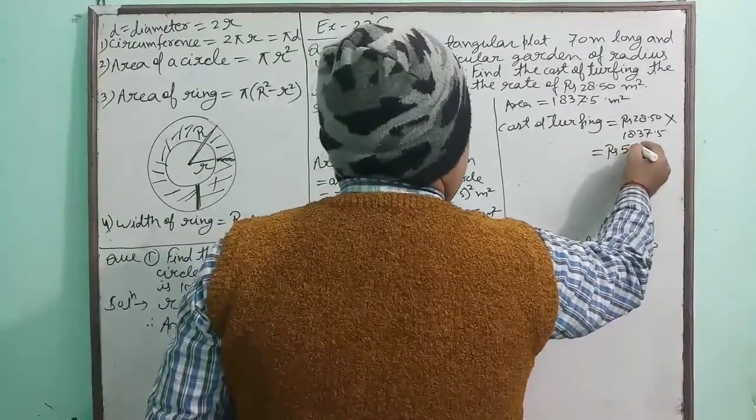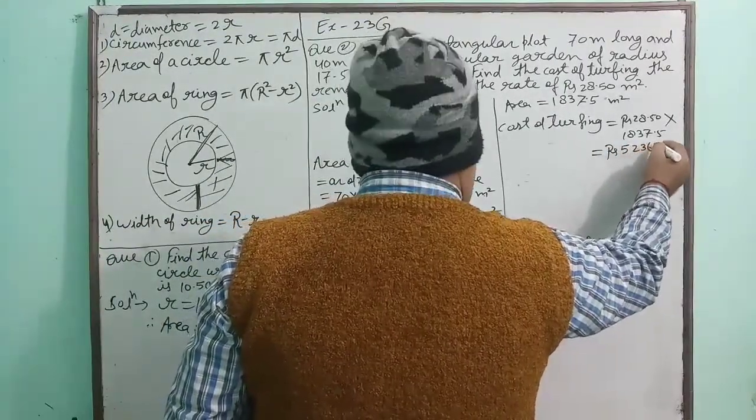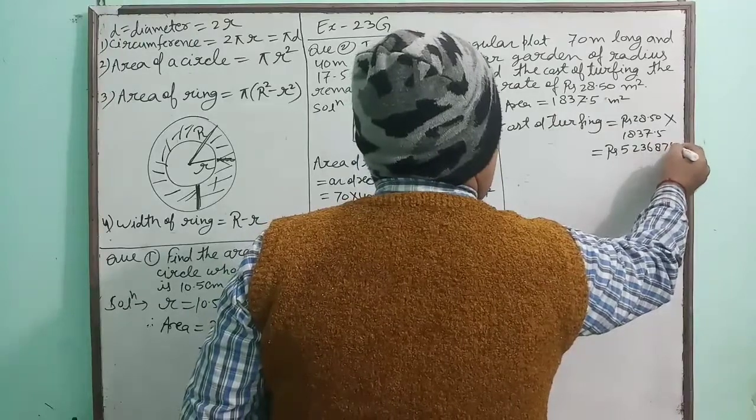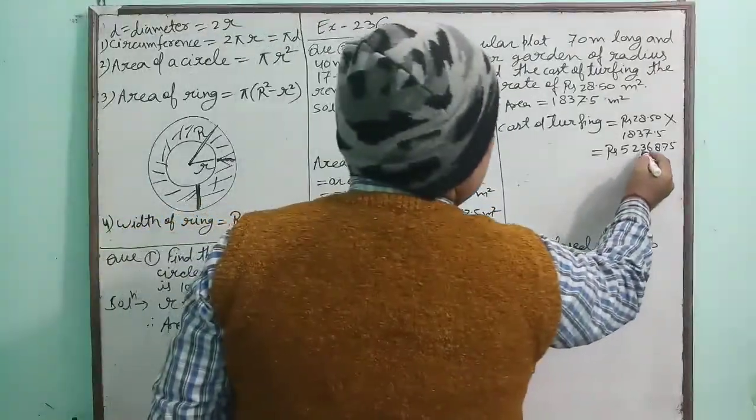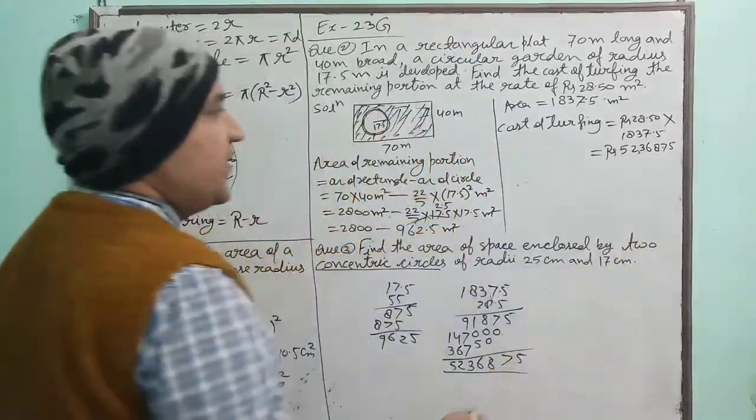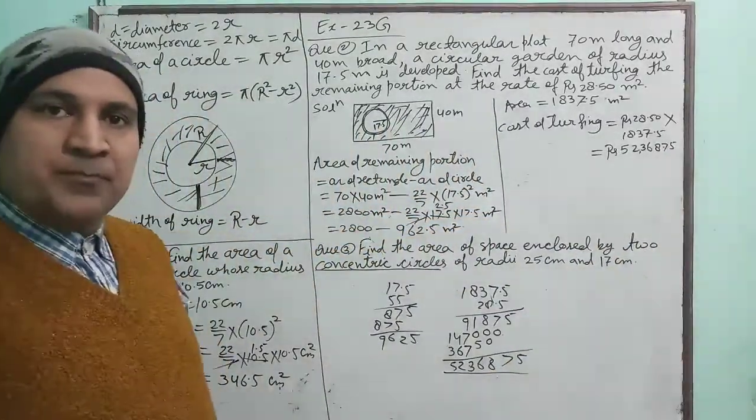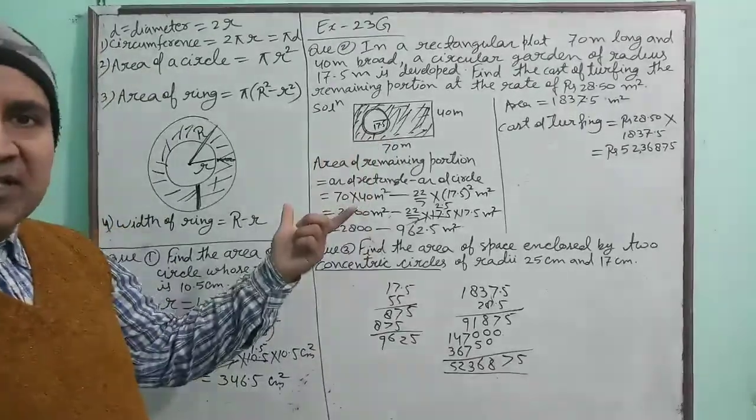See children, I have done the calculation in a hurry. You must check once more whether the calculation is correct or not. 52,368.75 rupees. Okay, you will multiply and you will check it.